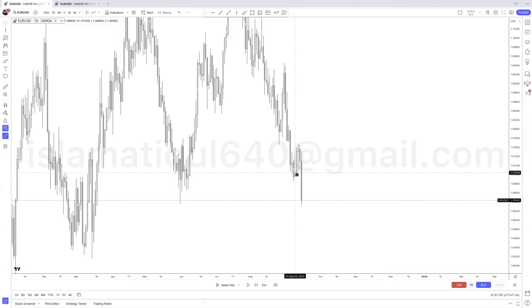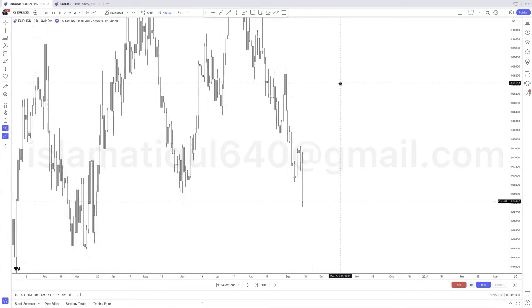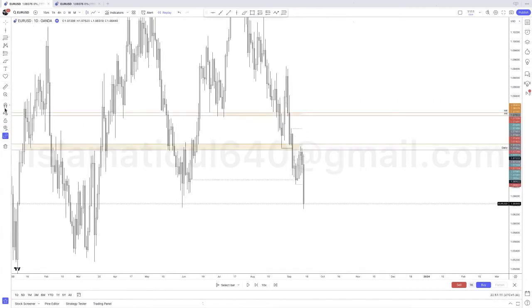The pullback actually, 1, 2, 3, 4. It took 4 days for the drop to happen. That is why it was a little confusing. But still, just look how simple it looks on the high time frames, right?